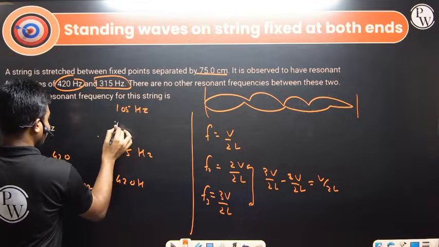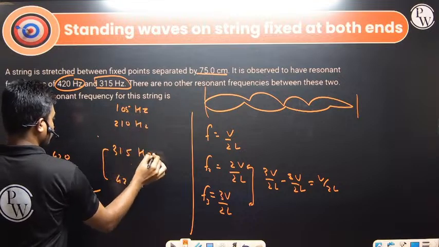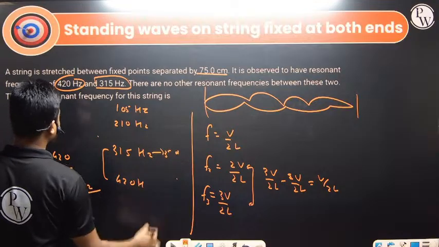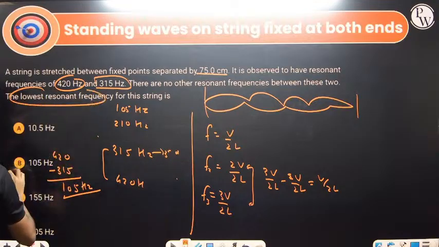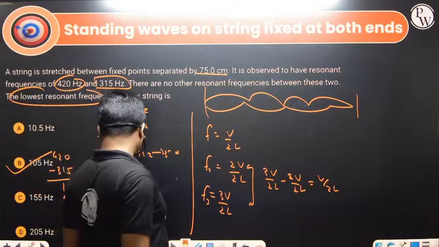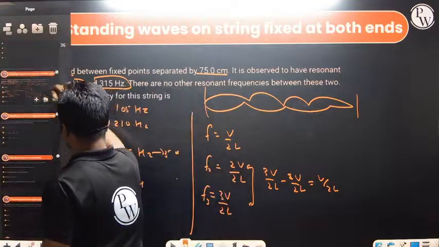Next will be double of this, that is 210 hertz. Then triple of this will be the third harmonic and this will be the fourth harmonic. The lowest resonant frequency will be the fundamental frequency, 105 hertz. Just subtract that, and we'll be getting the answer over here.